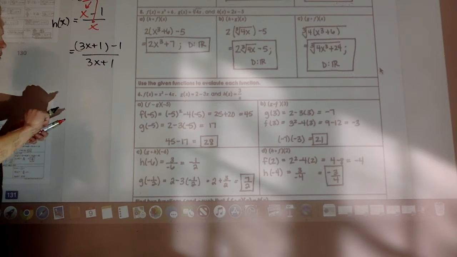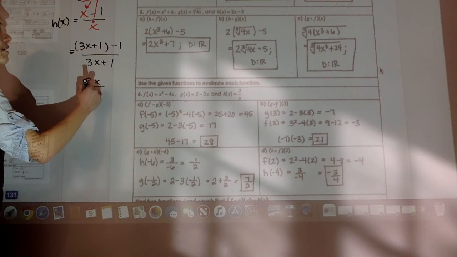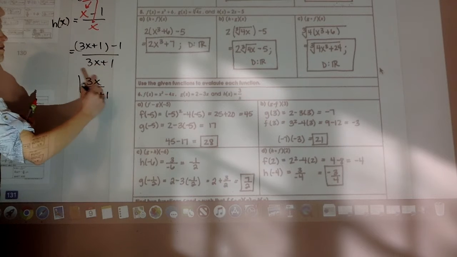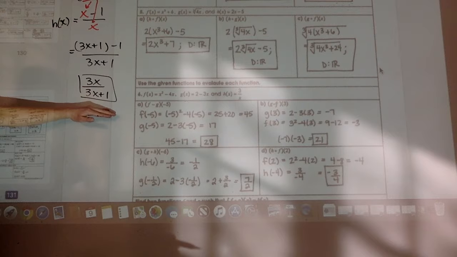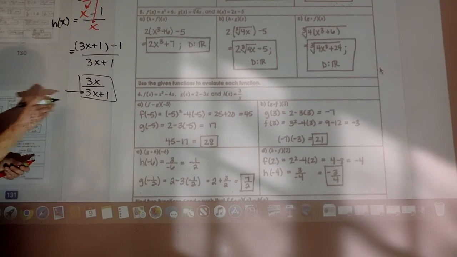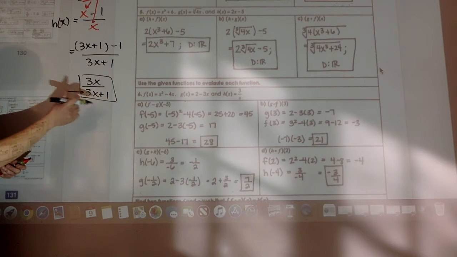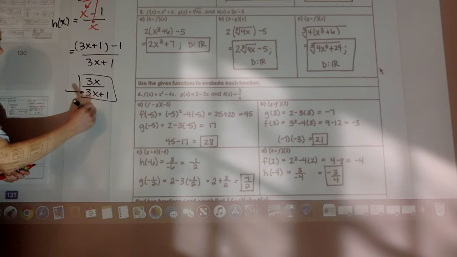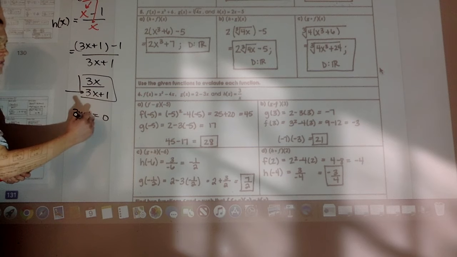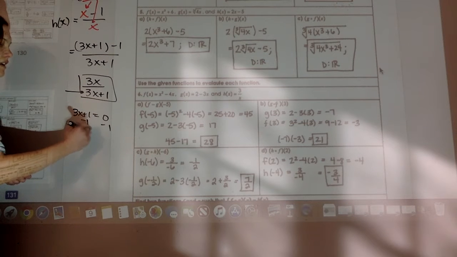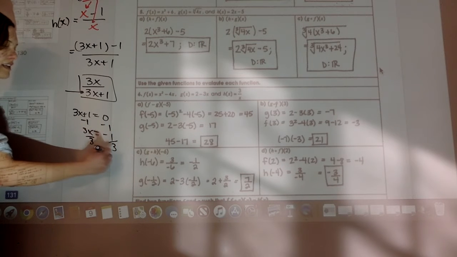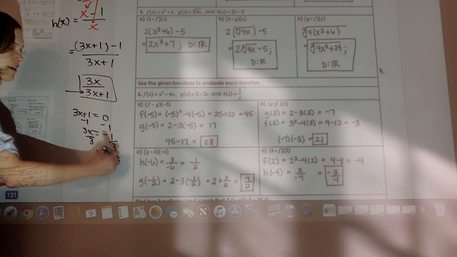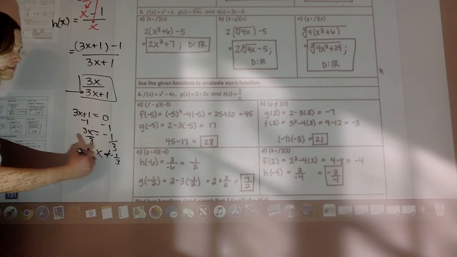3x plus 1 minus 1 just simplifies to 3x, and I have 3x over 3x plus 1. So that would be the solution, and then it asks for the domain as well. So I have to solve for when the denominator would be equal to 0. So I said 3x plus 1 equals 0. Subtract 1 from both sides, so that I have 3x equals minus 1, divide by 3, and x cannot equal negative 1/3. So that's my domain.